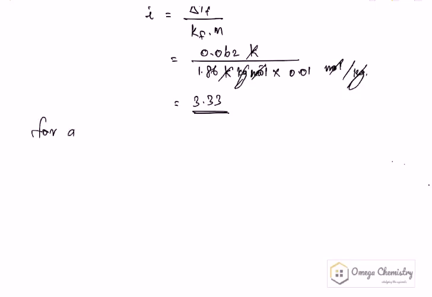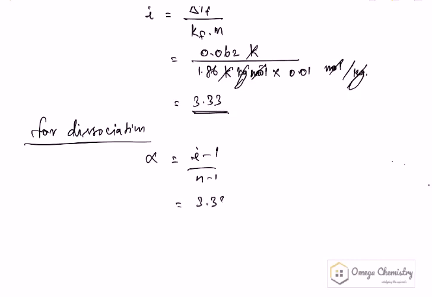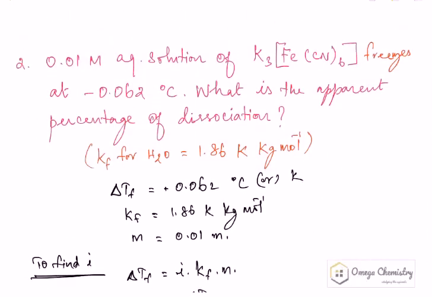Now for dissociation, I know that alpha is equal to (i minus 1) by (n minus 1). Okay, so 3.33 is the i value, minus 1, by the number of particles expected, which will be 4, because K3[Fe(CN)6] will dissociate into 3 potassium ions and [Fe(CN)6] 3 minus ion.